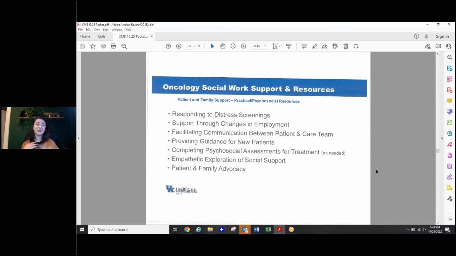If the patient opens up to us about something they don't understand about their diagnosis or their treatment, or something they're just concerned about, we can act as that liaison and provide guidance to new patients who are navigating, especially for us at Markey, this huge environment, and they might be really unfamiliar with it. We can complete psychosocial assessments for treatment. At Markey, oftentimes this looks like completing assessments for bone marrow transplants, but also, if there's a concern about social supports and assessing for that, we can complete those types of assessments as well.